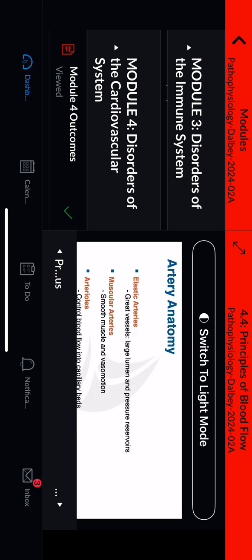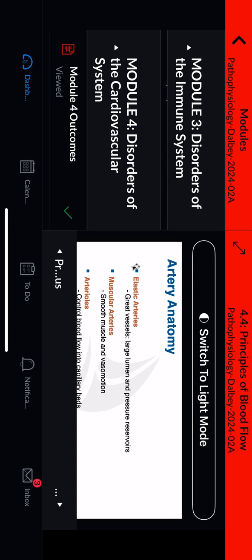So we're going to break down the 3 types of blood vessels that we have and list some specific important points of each that will be helpful as we move forward to look at our pathologies. So to begin, there are 3 types of arteries. Our first type are called elastic arteries.